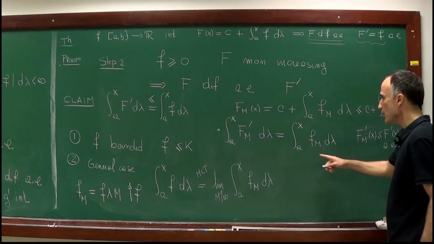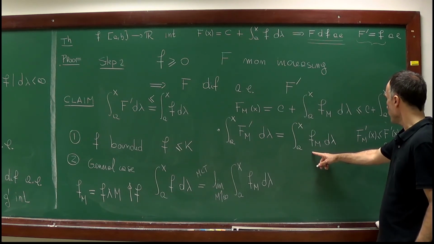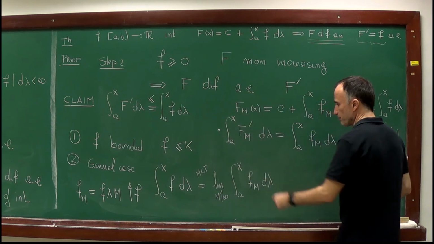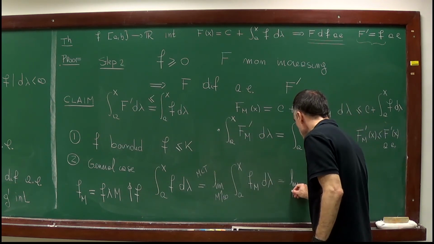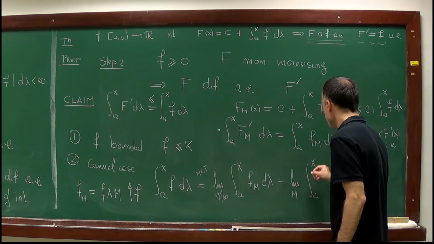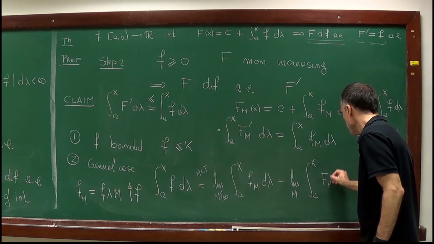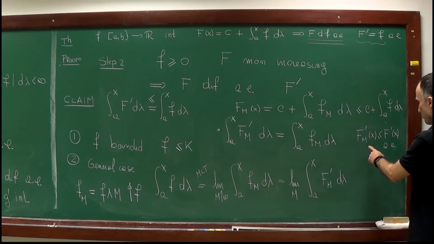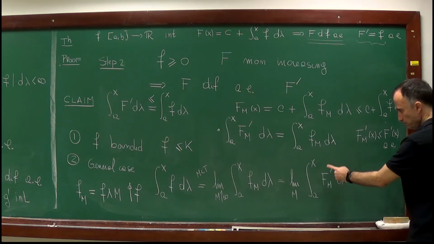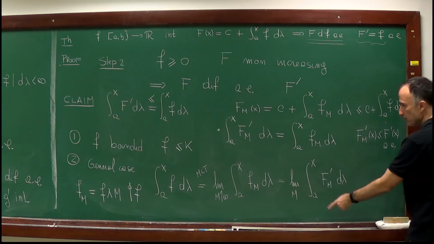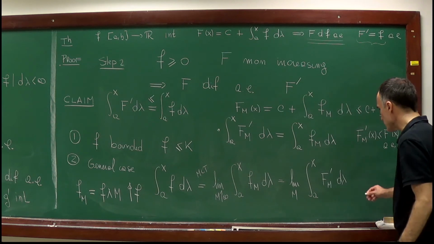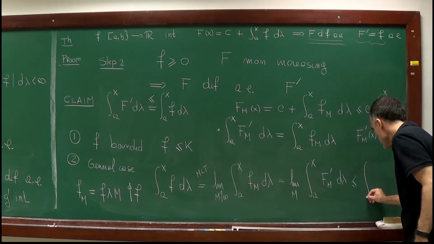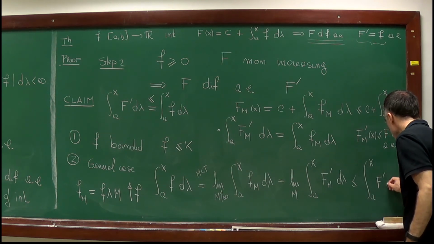Now, let's use my first identity. I know that the integral from a to x of f_m is equal to the integral in the same interval of F_m prime. So this is the limit of the integral from a to x of F_m prime. That comes from this identity. Now let's use the fact that F_m prime is bounded by F prime. So the integral of F_m prime is bounded by the integral of F prime. So this is less or equal, and this expression doesn't depend on m, so this is less or equal than the integral from a to x of F prime d lambda.